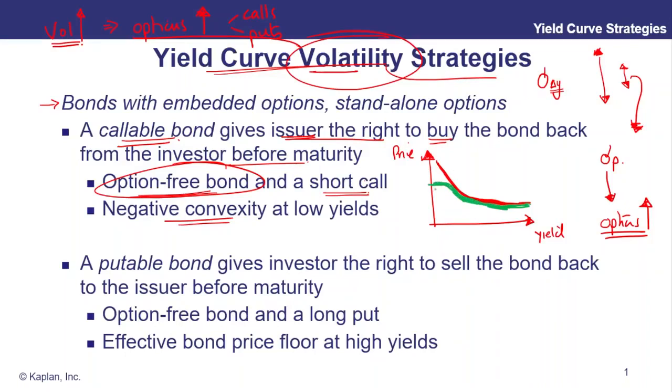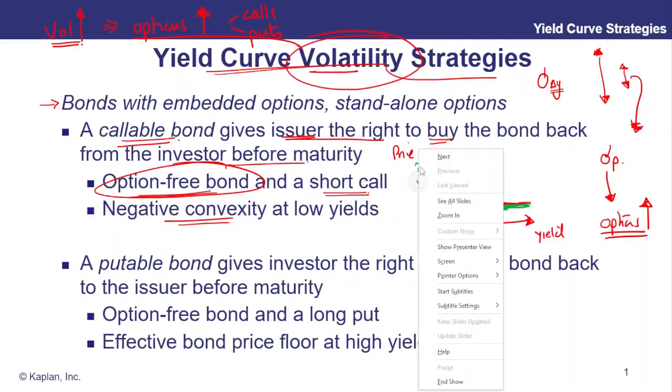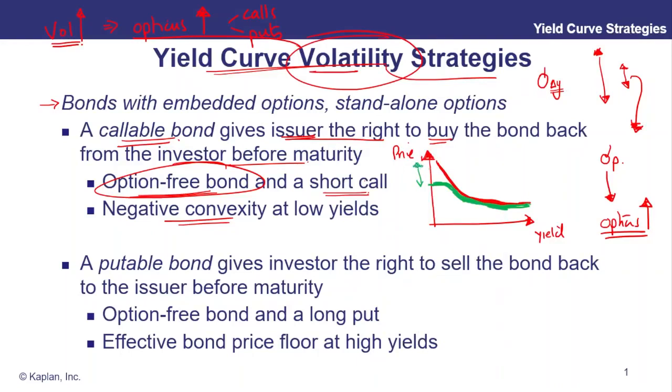Now, the reason for that negative convexity is obviously the short call option that's embedded in the bond. The call option here is becoming very valuable at low yields, but we're short it, so it's detracting from the value of our callable bond. And that leads to negative convexity at low yields. In other words, you see the smile turns into a frown at low yields here. That is essentially negative convexity.